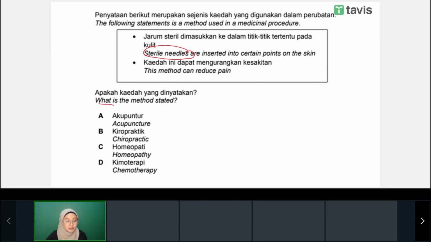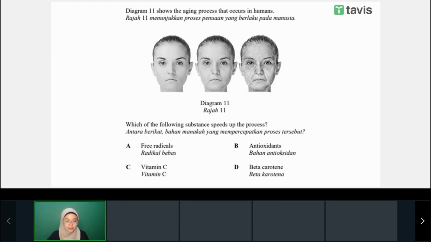A, acupuncture. Yeah, I think this is acupuncture because they are using sterile needles on the skin. Chiropractic, no, chiropractic involves the spine. Homeopathy, chemotherapy, no, this one is totally wrong. Remove the incorrect answers. So it's either acupuncture or homeopathy. Does homeopathy use needles? No, right? So the correct answer is A. Okay, let's see the next question.